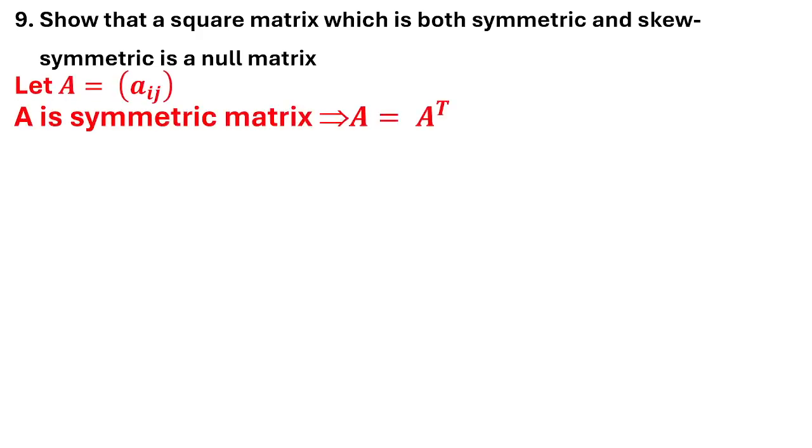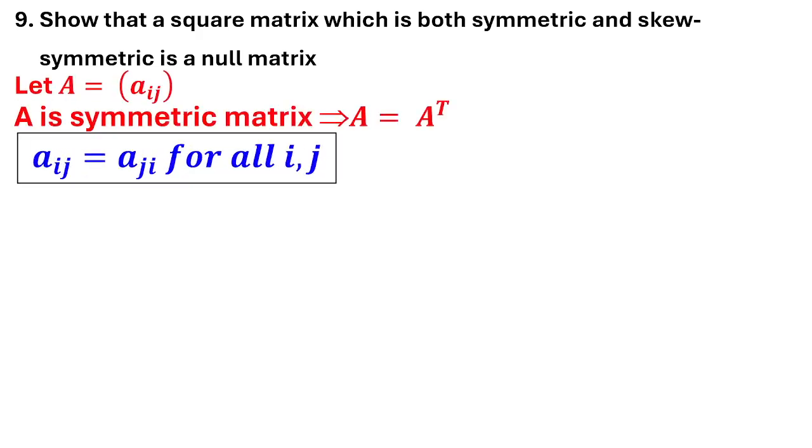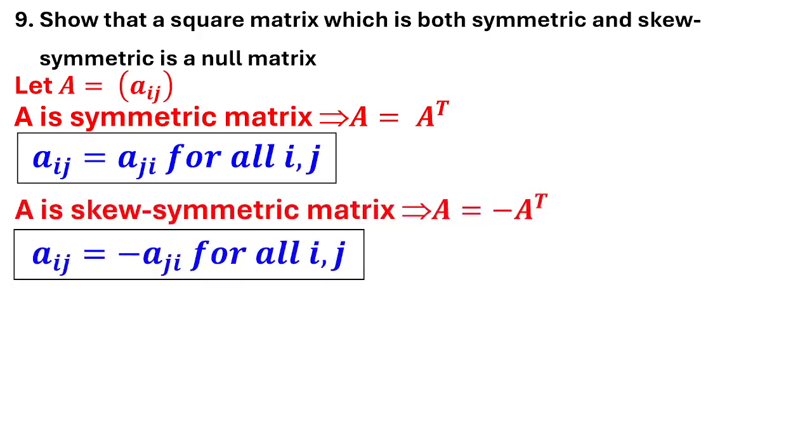I will take Aij. If it is symmetric, Aij is equal to Aji. A13 will be A31. A23 will be A32, like that. A22 will be A22 only. Now, for skew symmetric, what happens? It will be the other way. That is, Aij will be minus Aji. A12 will be minus of A21.